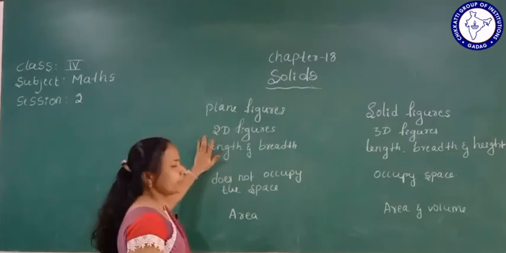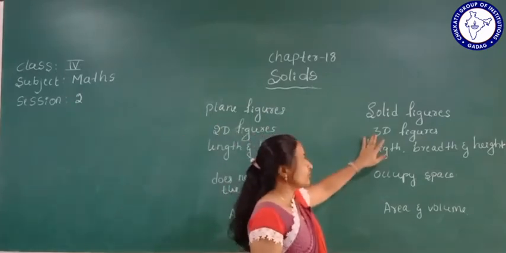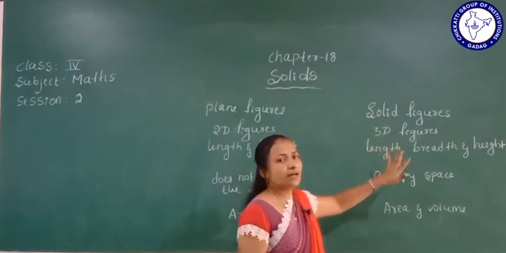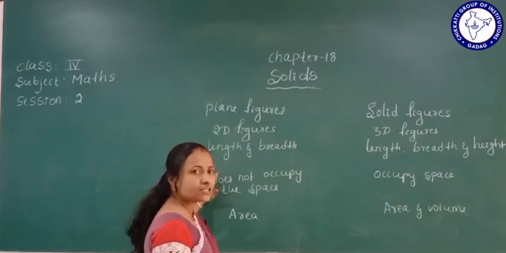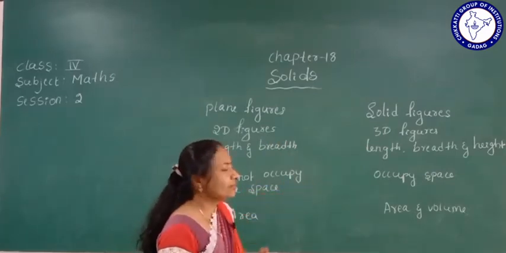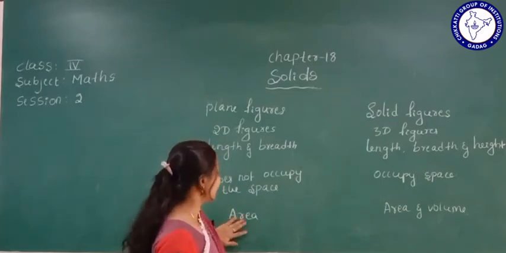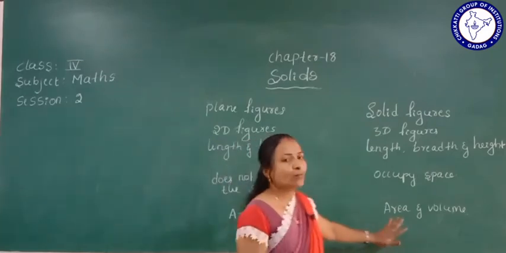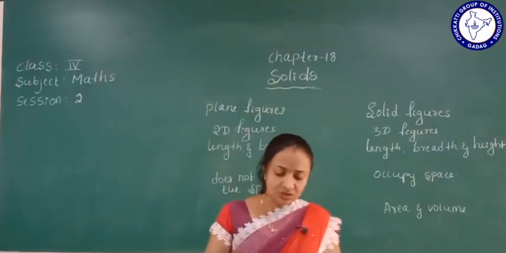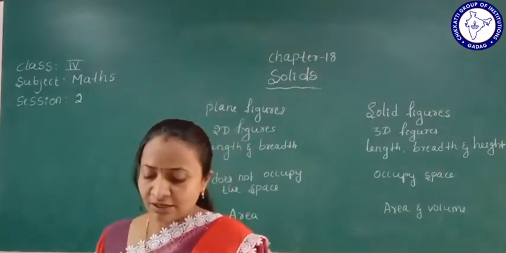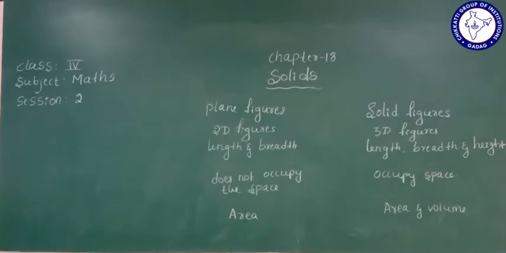So in plane figures, two-dimensional figures, length and breadth. In solid figures, three-dimensional figures, length, breadth and height. The plane figures do not occupy space, and the solid figures occupy space. Area comes here, and here area and volume also come in solid figures. So this is the difference between plane figures and solid figures.